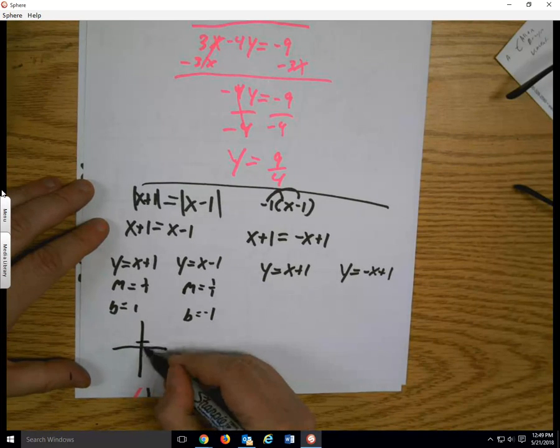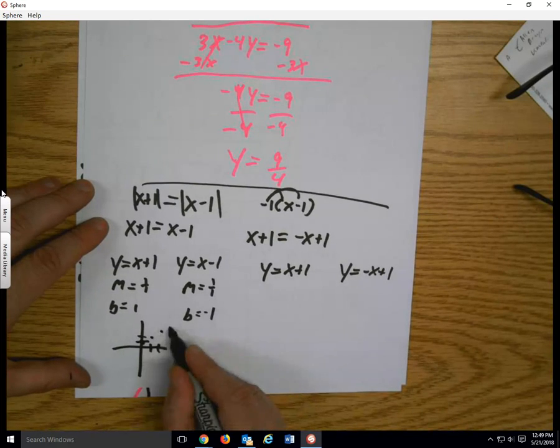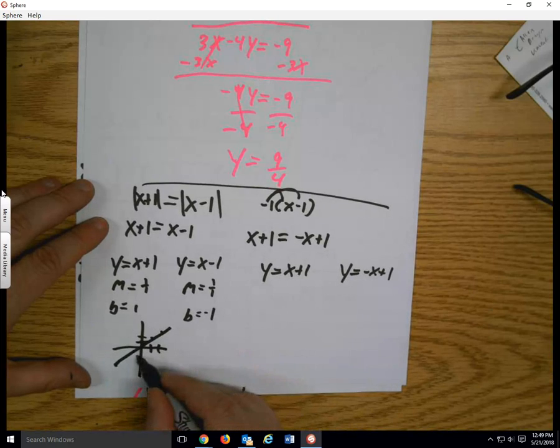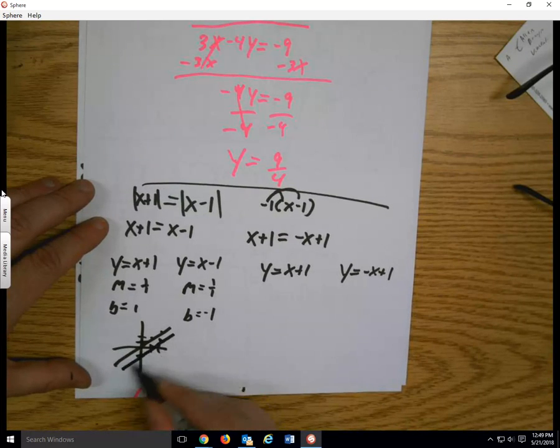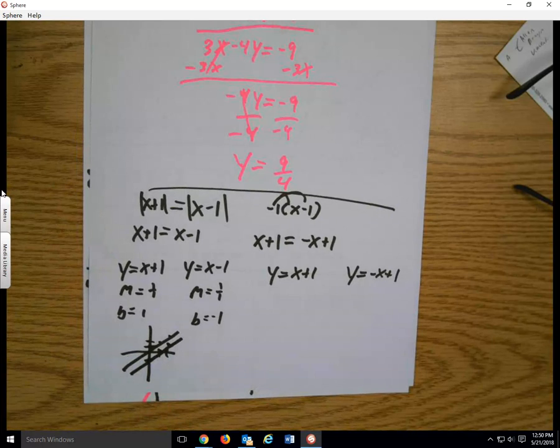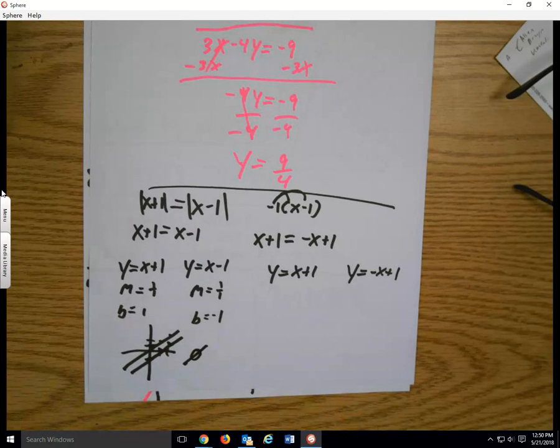B is a 1. Then we're going to rise 1 over 1, rise 1 over 1. It's going to look something like that. This one, b is a negative 1. We're going to rise 1 over 1, rise 1 over 1, like that. And they would never touch for eternity. How sad. Okay, the last one here is we have to graph these two now.